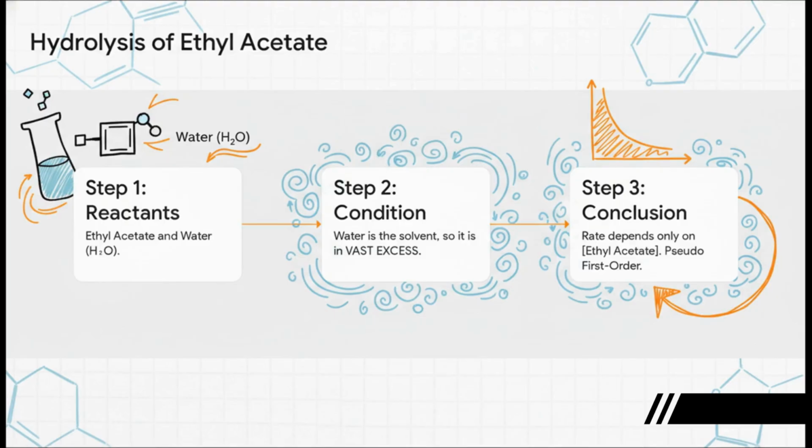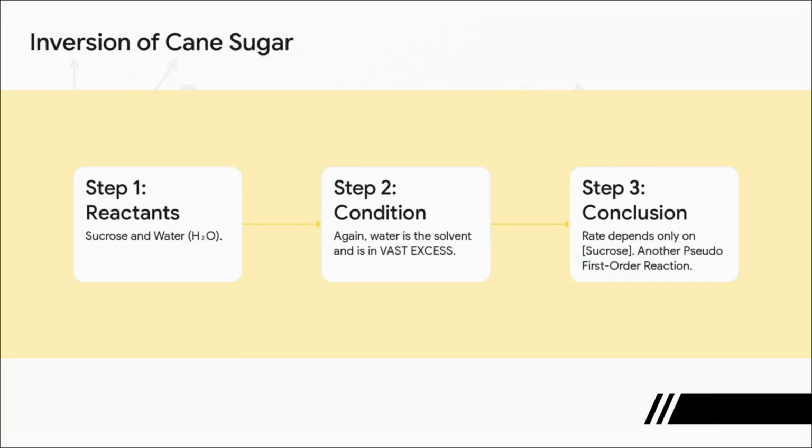And that's the giveaway. So step 3, you conclude. The rate really only depends on the ethyl acetate. Bingo. It's a pseudo first-order reaction. And they do it again with this classic, the inversion of cane sugar. It's the exact same pattern. Check it out. Step 1, reactants, sucrose and water. Step 2, the condition, again, it's hydrolysis in water, so water's the solvent, it's in vast excess. Step 3, the conclusion, the rate only cares about the sucrose concentration.